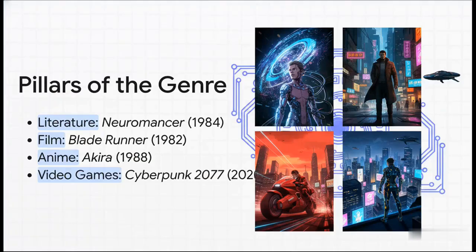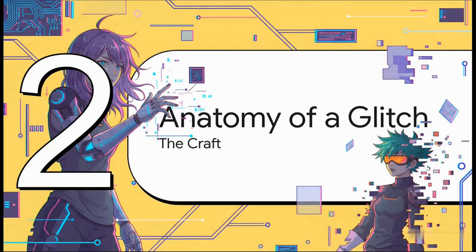And you can see it in these absolute pillars of the genre. From William Gibson's groundbreaking novel Neuromancer to Ridley Scott's iconic film Blade Runner, and everything that came after, these masterworks didn't just tell stories. They built entire worlds and cemented a visual and narrative style that creators are still drawing from today. Okay, but how do creators actually build that iconic cyberpunk look?